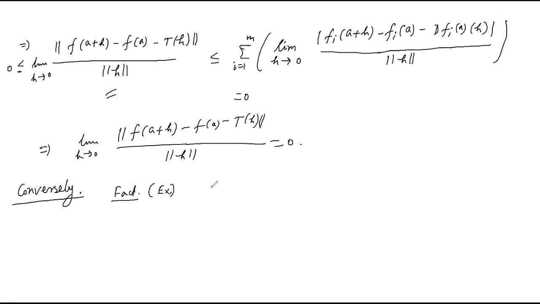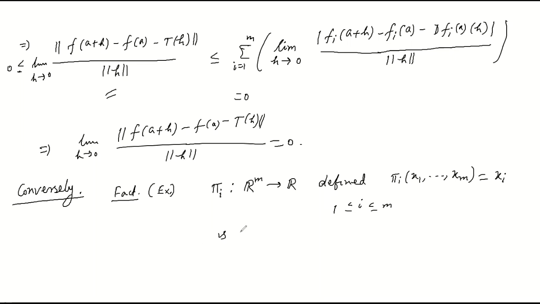We use the fact that the ith projection function with domain Rm to R, defined by pi_i of (x1, and so on, xm), where the last component is xm, is equal to xi, and i lies between 1 and m. This is the ith projection function on Rm. It is differentiable on Rm, that is, pi_i is differentiable at every point in Rm.